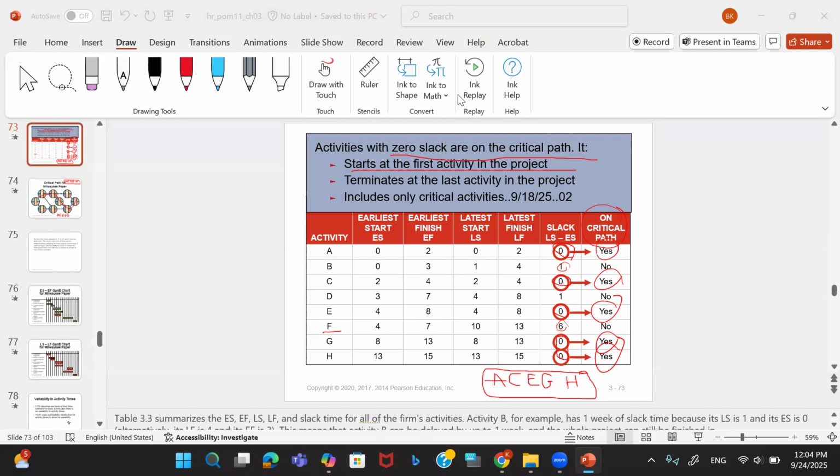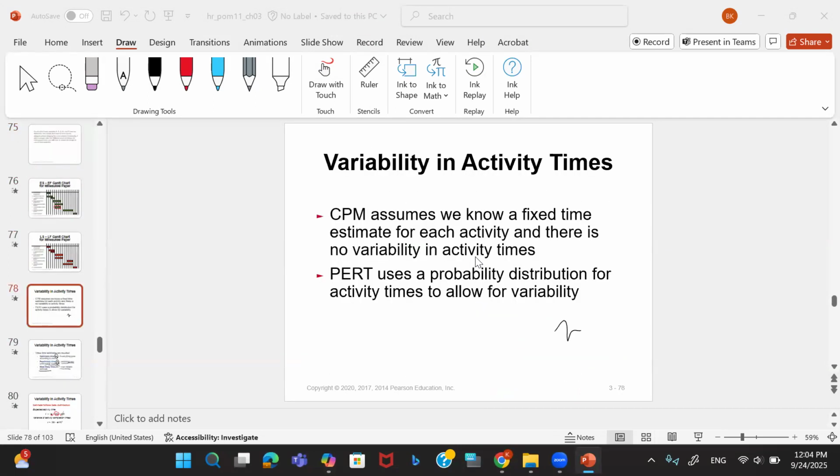So now we will learn how to find the standard deviation, and we will study the variability in activity times. CPM assumes we know a fixed time estimate for each activity, and there is no variability in the activity. And actually, there should be a variability. Sometimes it's fixed, but most of the time there should be some variability. PERT uses probability distribution for activity times to allow for variability.